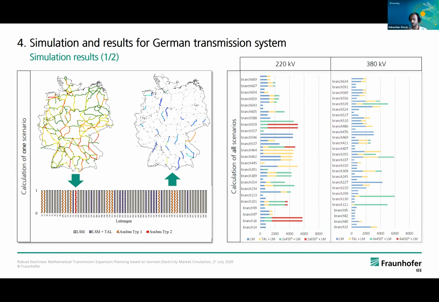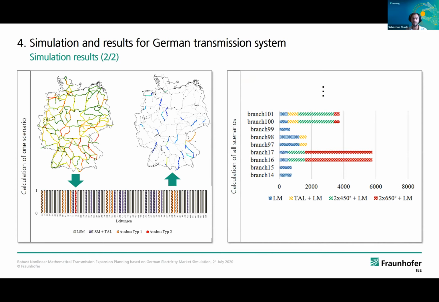So let's move one further to have it a little bit bigger. For every branch, you have different measures necessary over the year. For example, for branch 101, in around 500 time steps line monitoring is fine, but in other time steps you have to have a bigger measure on this branch to meet the power flow necessities in this time frame.